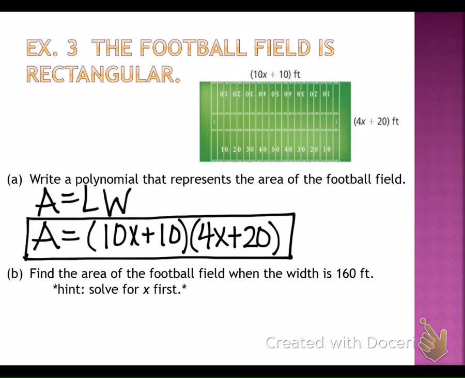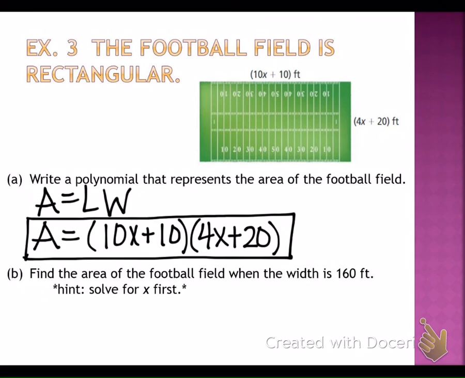Now look at part B. It says find the area. They want us to actually find the area of the football field when the width is 160 feet. Now I've given you a hint. We've got to solve for x first. If we go back and look at part A, we have two unknowns. Our area is unknown and we have this x value. So we can't solve for area unless we know what x equals. And they've just told us that the width is 160 feet. So what's the equation that we can write in order to solve for x?